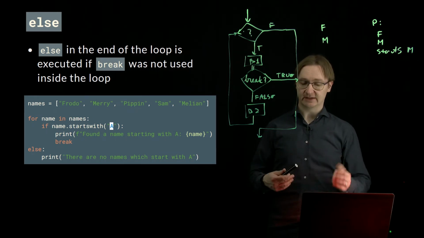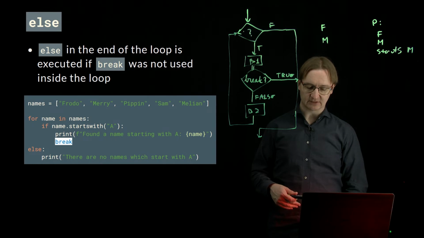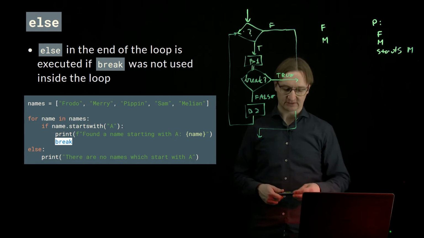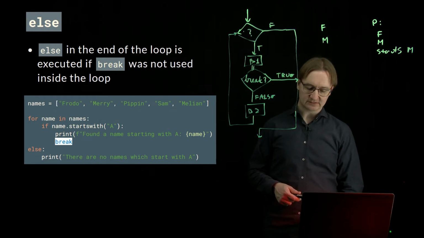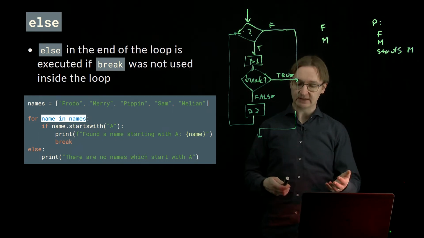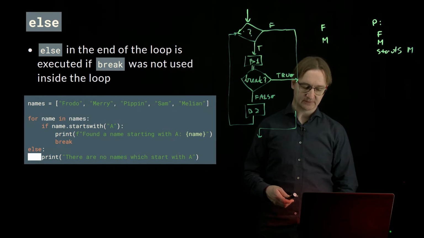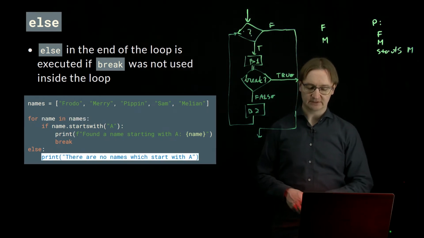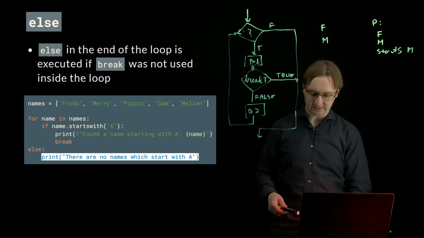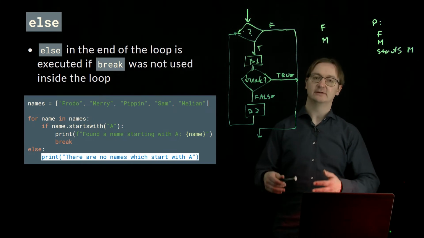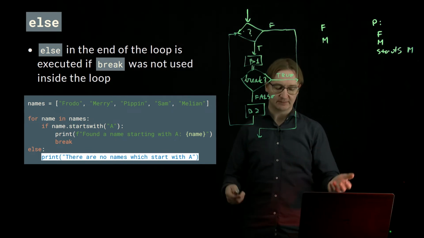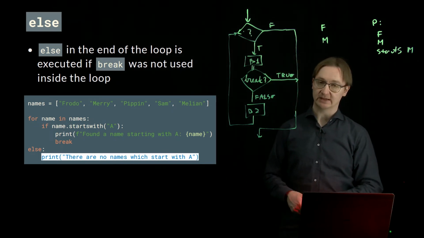If we find one element, then the break is executed and we go out from the loop. We go out also from this else part, we don't execute it. But if we reach the end of this for loop and we haven't executed the break, then we go into this else part. And in the given example, if we reach there, we know that we haven't used the break, which means we haven't found any names which start with A, and therefore we can say that there are no names which start with A.